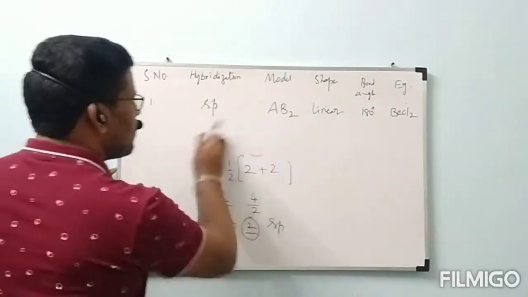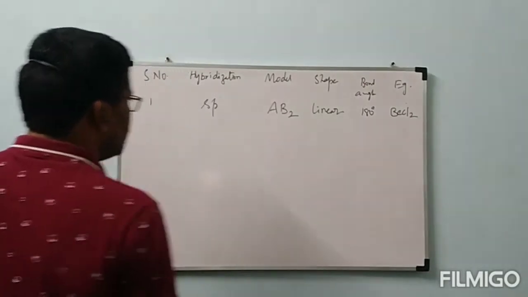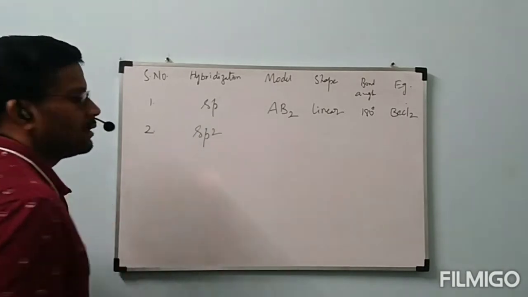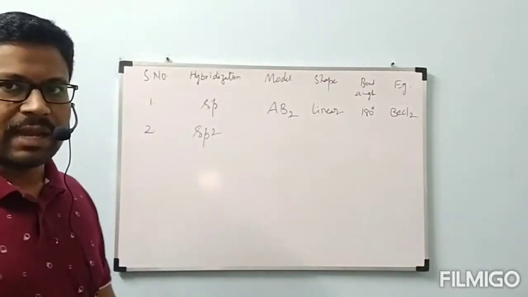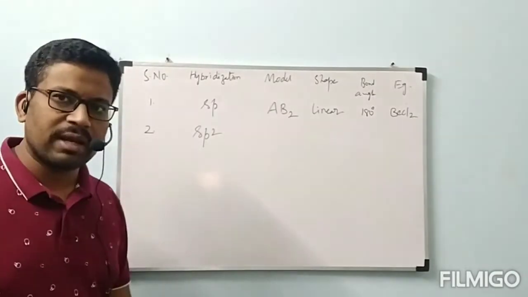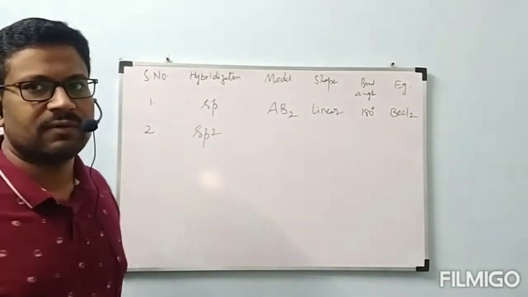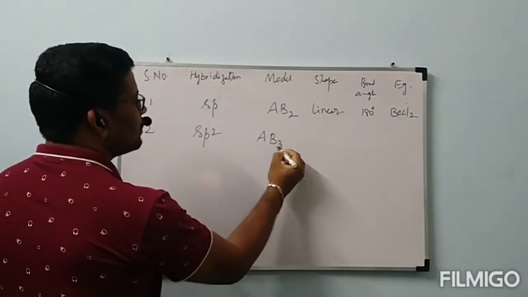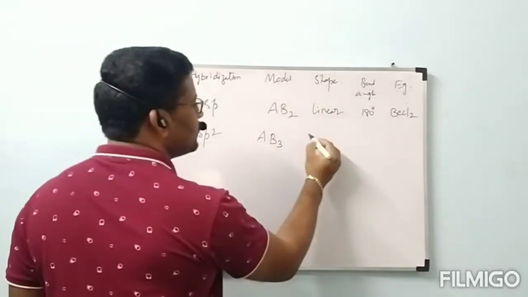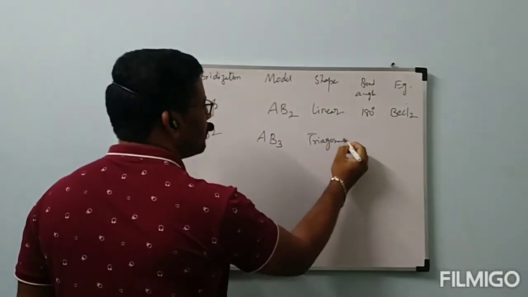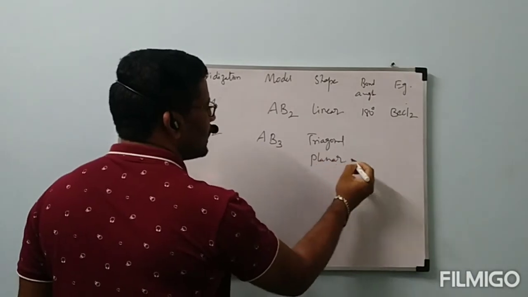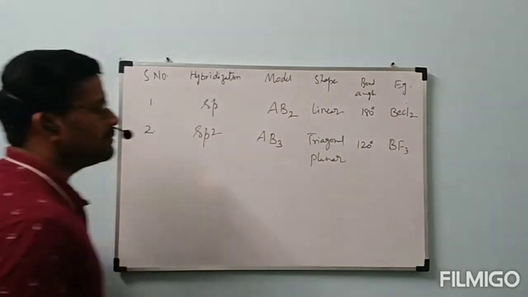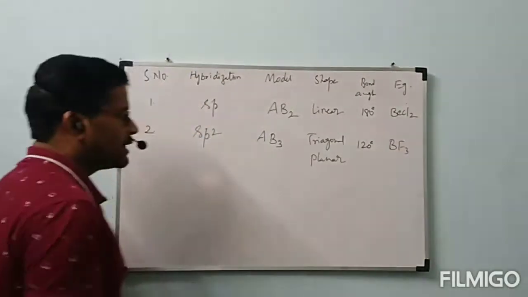Next, the second one, sp2 hybridization. Under sp, only one model is there, AB2 only. That one will be linear, with bond angle 180 degrees. The angle will be a maximum of 180 degrees. Now the sp2 hybridization model: AB3, shape trigonal planar, bond angle 120 degrees. Example is BF3. Correct, the example is BF3.